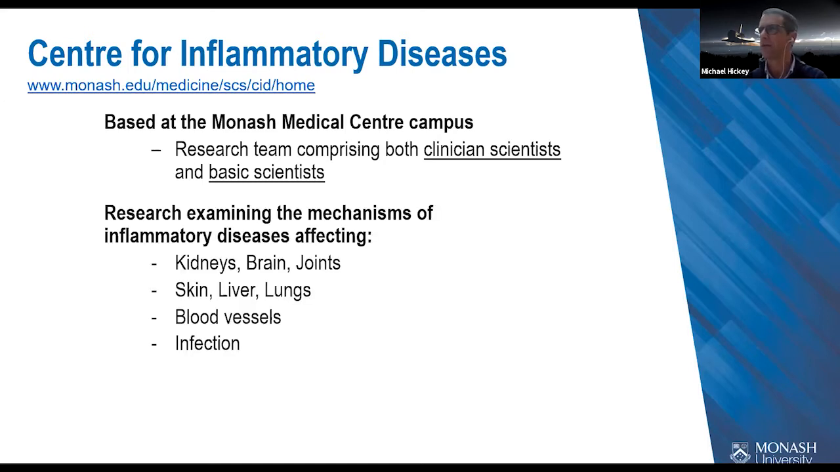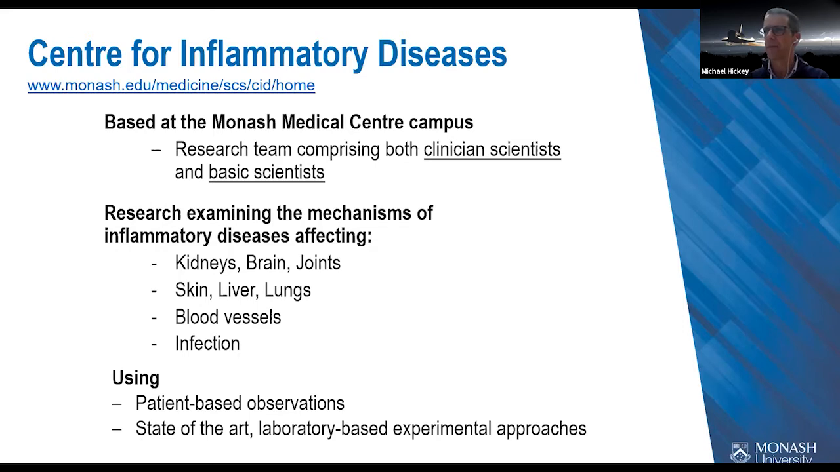Our research examines the mechanisms of inflammatory diseases of the kidney, the brain, the joints, the skin, the liver and the lungs, blood vessels, infection, and indeed conditions such as lupus, which affect many of these organs all at the same time. Our approach is to use a combination of patient-based observations from patients that are attending Monash Medical Center, as well as state-of-the-art laboratory-based experimental approaches.